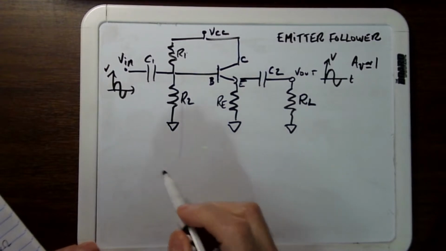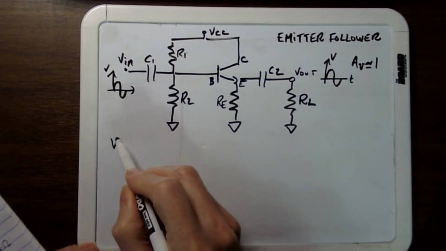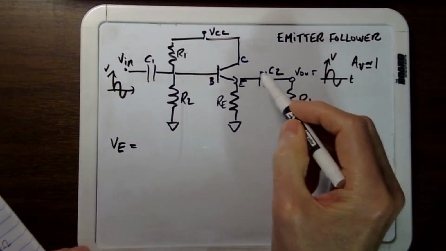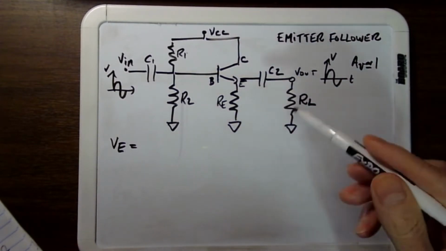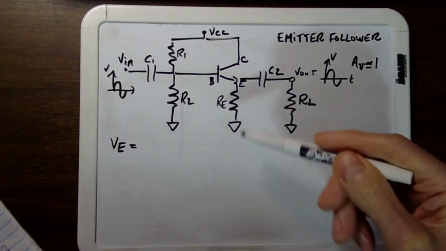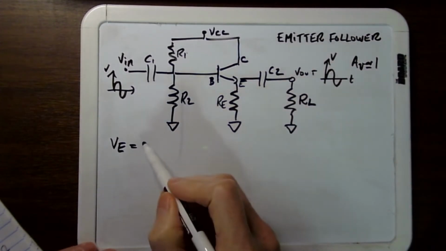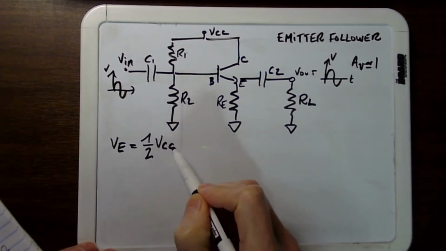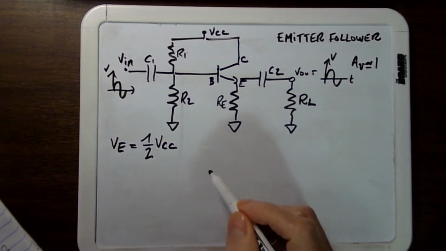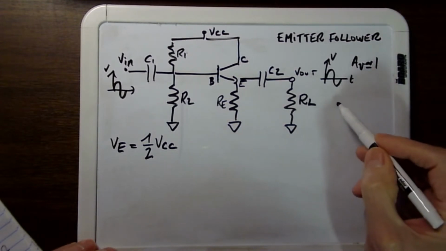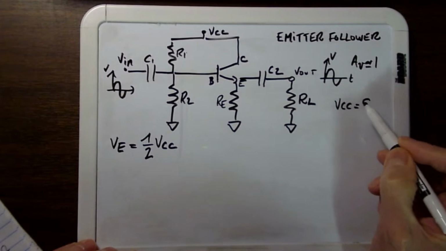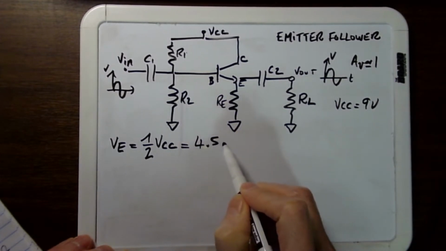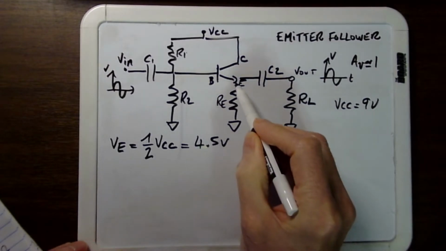But the first thing you need to do is make an assumption on VE. So VE, to get the largest swing without clipping, we're going to set it at half VCC. That's commonly done. So maybe we should put some values. So VCC, I'm going to put it at 9 volts. So VE is going to be 4.5 volts then. So this is the VE here, the emitter.